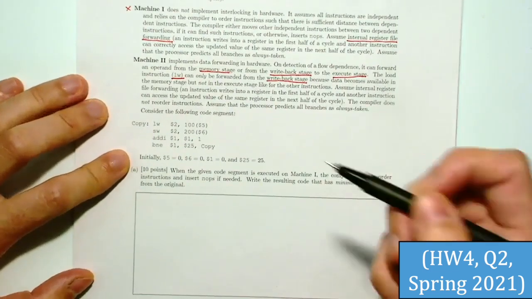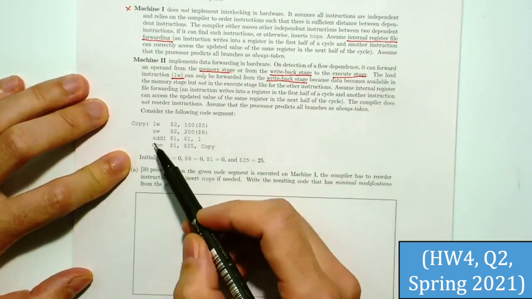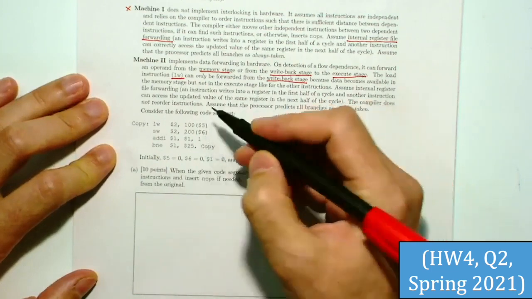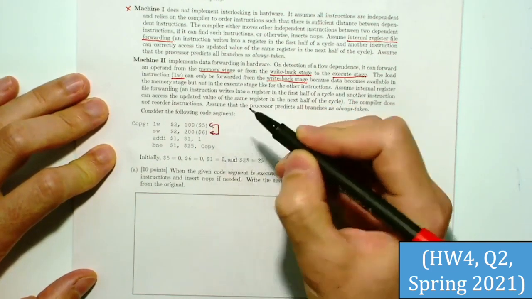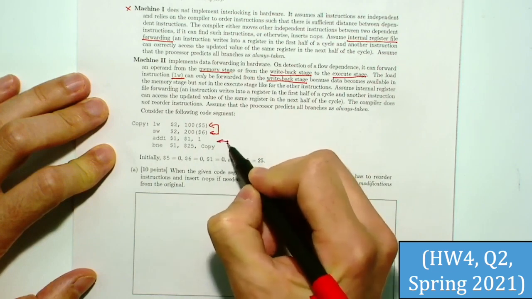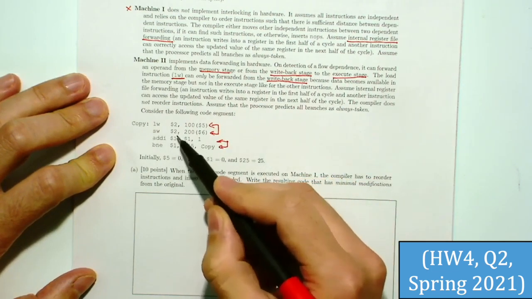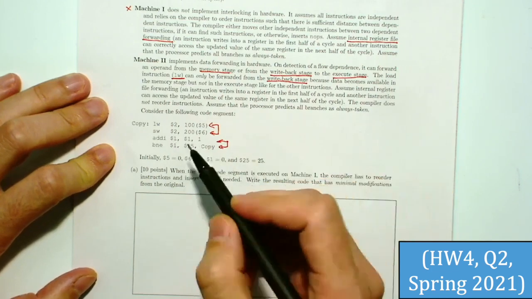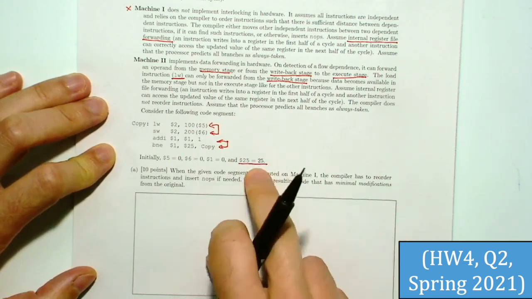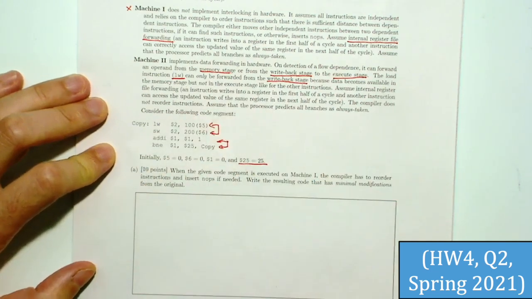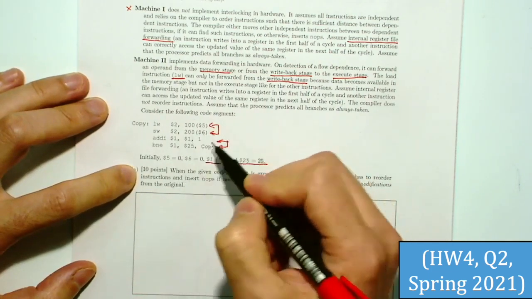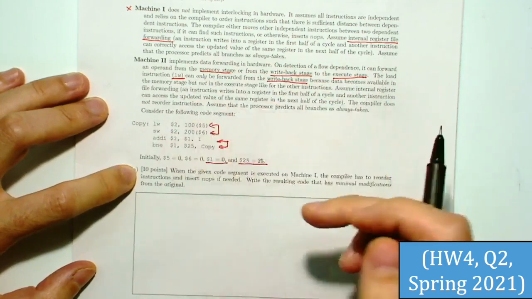Okay, we have this piece of code: load, store, add immediate, and a branch. And these are the initial values. Basically, we have dependencies here. These two instructions are dependent. We load into register 2 and we store register 2 into memory. And these two instructions are also dependent. We store the result of the add in register one, and we compare register one with register 25. The content of register 25 is 25, so we execute this loop 25 times. Because the initial value of register one is zero, we increment this register in each loop.